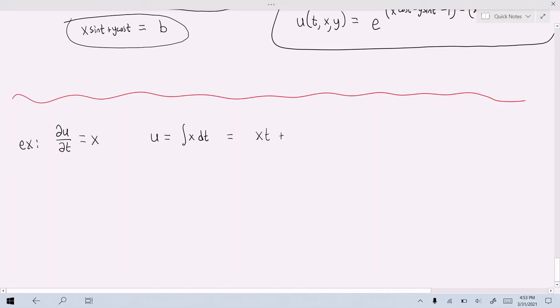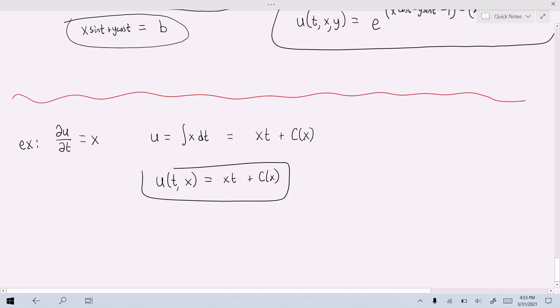And then since we integrated, we pick up a constant. But that constant will actually possibly be a function of x, since we were treating x as if it were a constant, okay? So this will give us the general solution to this differential equation here.